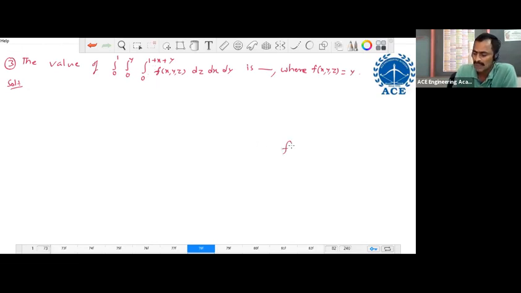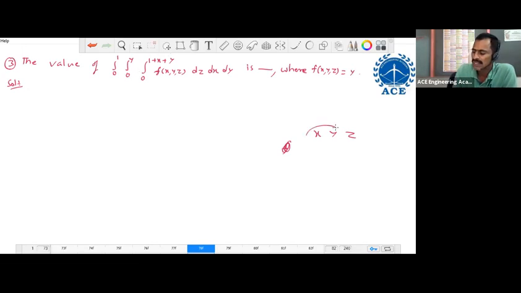The total integral is in terms of three variables, x, y, z only. For the first integral, limits are constant. For the second integral, the lower limit is constant, the upper limit is a function of y. Next, the third integral, the lower limit is constant, and the upper limit is a function of x and y.